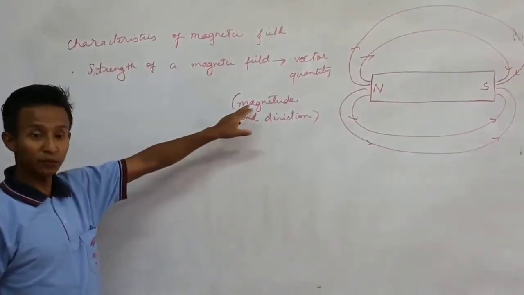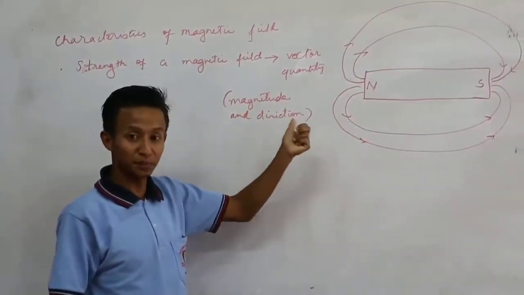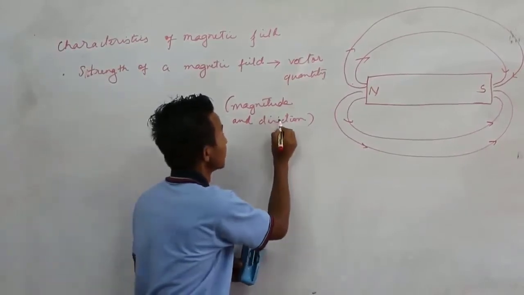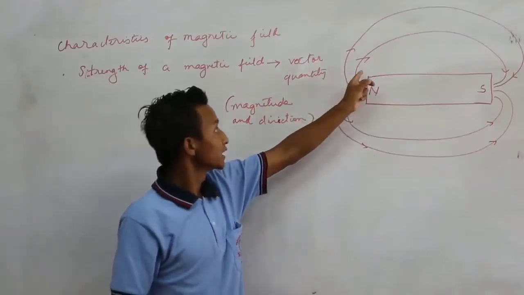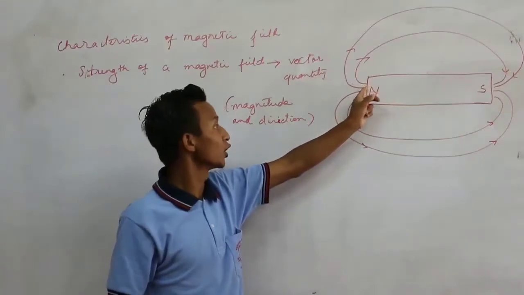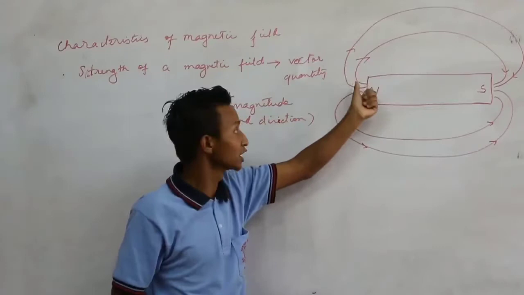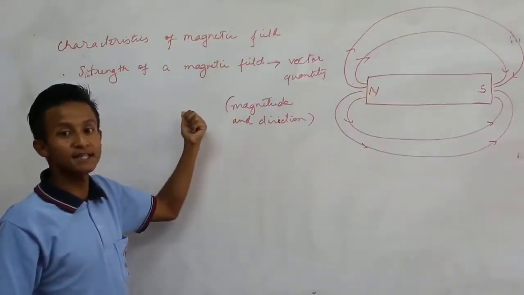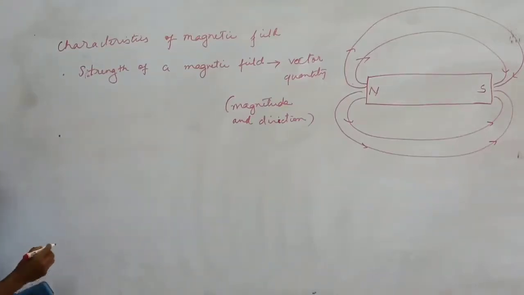Why does it have magnitude? Because the magnetic field can be measured and can be calculated. And why does it have a direction? As you can see here, this magnetic field line has a direction. It starts from north to south. So this identifies the direction of a magnetic field line. So magnetic field is a vector quantity.